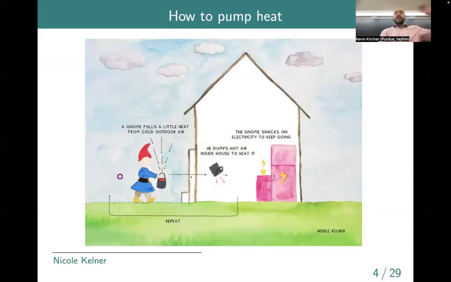So anyway, the idea is that a heat pump is kind of like a gnome with a bucket that runs around in circles. Outside here, he wrings some heat out of the outdoor air, fills it up in the bucket, comes inside, dumps it out, and then gets tired over time, so needs to eat some electricity to keep up his strength.